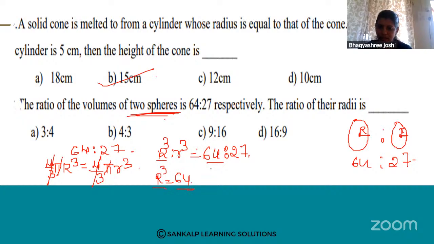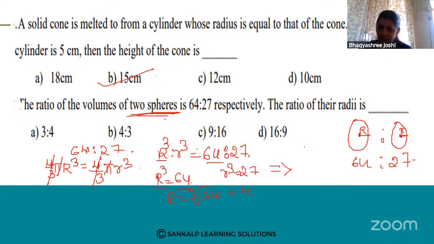Next, this is r cube. That means radius of the second sphere corresponds to volume of the second sphere. So R cube is equal to 64. Then what is the value of R? Cube root of 64. Cube root of 64 is 4. 4 4s are 16. 16 4s are 64. That means R value is 4.